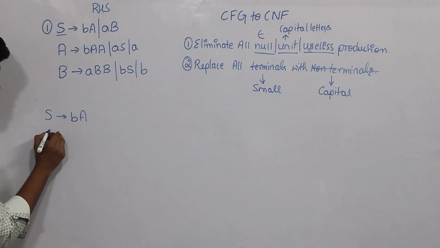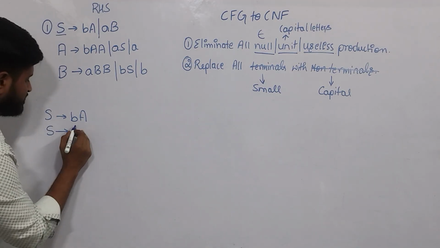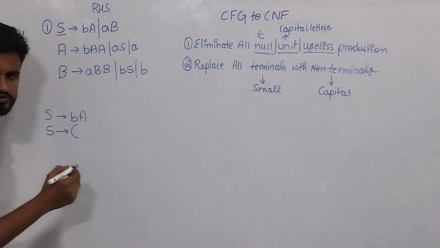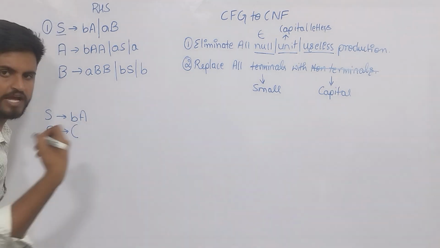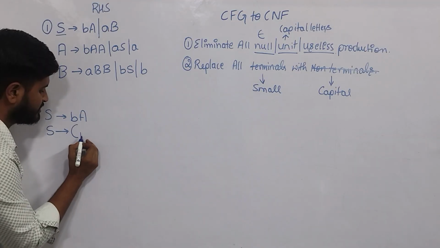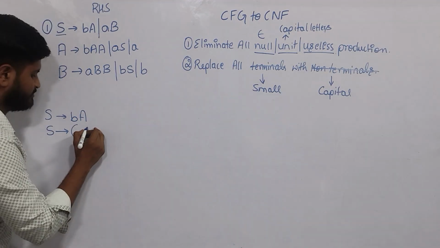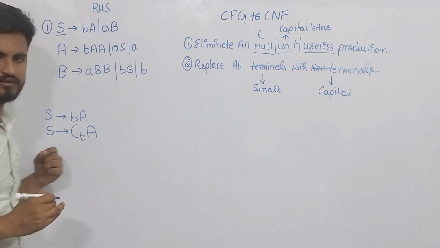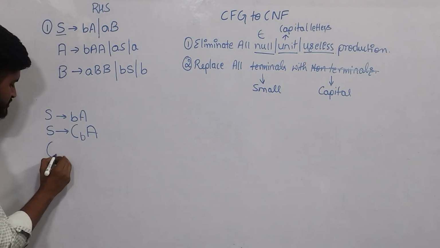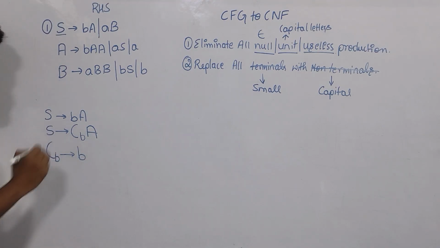So what I will be doing? S producing, capital letter I must use. A is used, B is used. For understanding, I will use capital letter C. Capital letter C, what I replaced? Small letter B. Capital letter C, small letter B, A. Now I replaced the small letter with the capital letter. So with whom I replaced? C_B replaced small letter B. Simple.